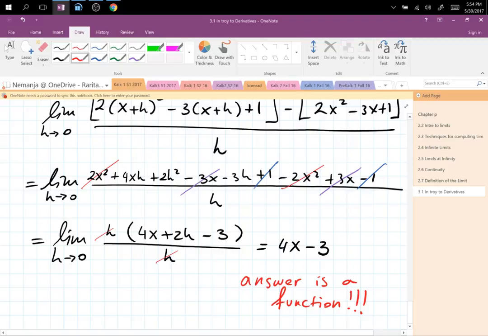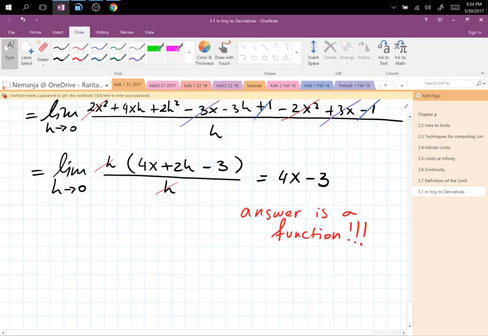This formula will generate any tangent line slope. If you need it at 1, plug it in. 4 times 1 minus 3 is 1. If you need negative 10, it's going to be negative 43. So this formula, this function, and this is a crucial part here.